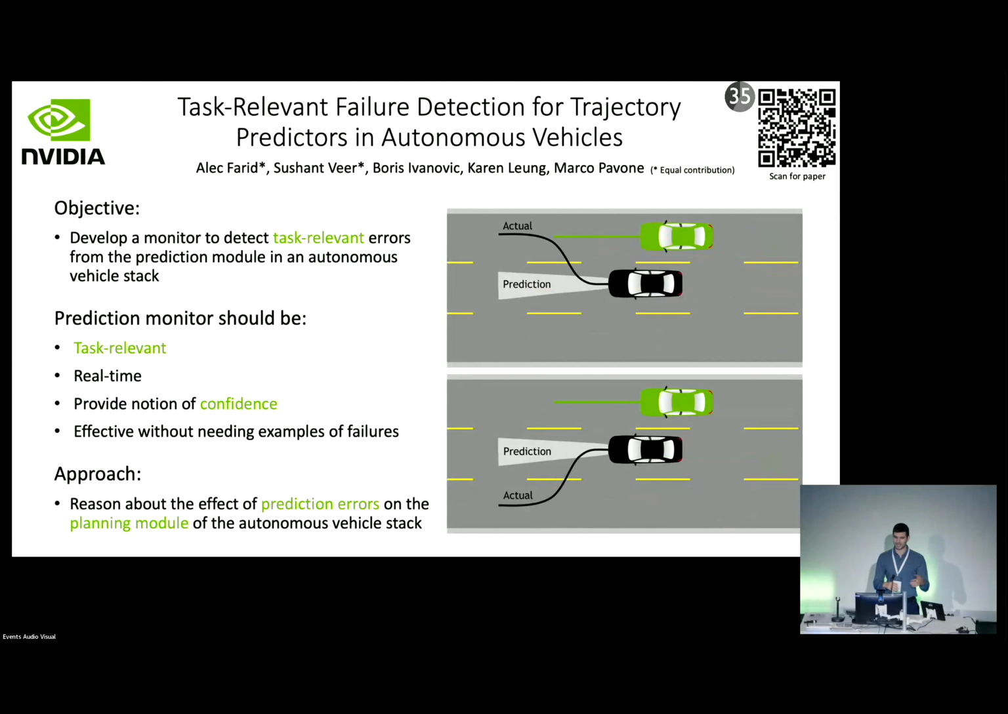We also want it to be real time and, potentially, save the green vehicle from a crash. We also want to provide a notion of confidence in order to minimize the number of errors for our monitor. And we also want this to be effective without the need to see a bunch of failures, which are potentially expensive to collect. And so our approach is to reason about the effect of prediction errors on the downstream planning cost of our system.